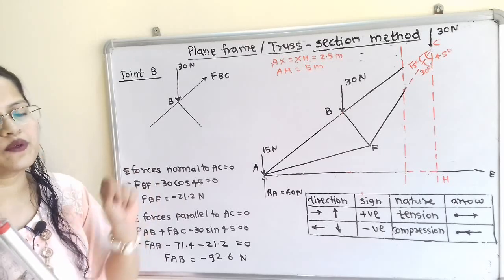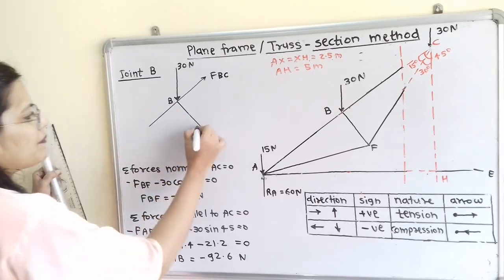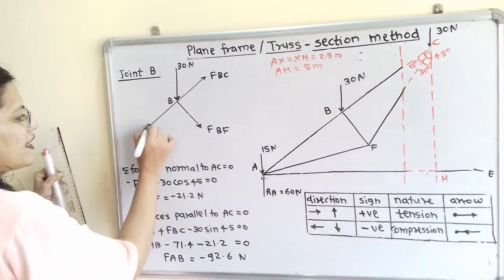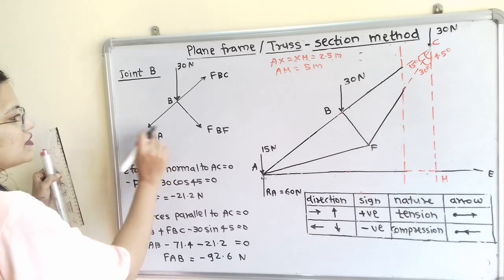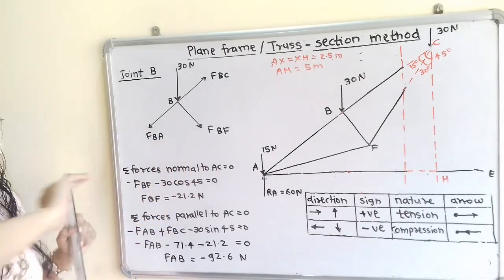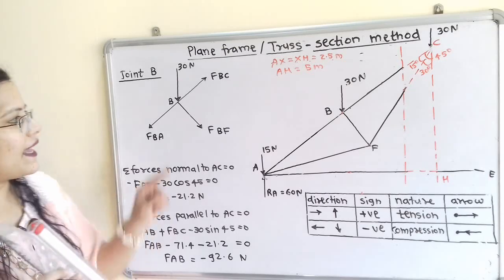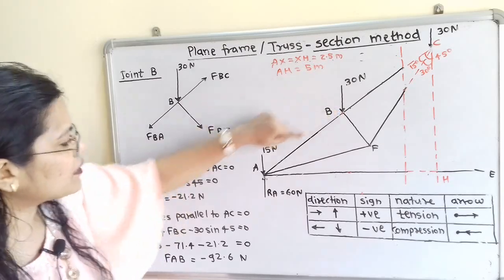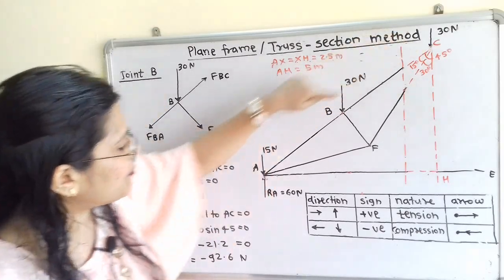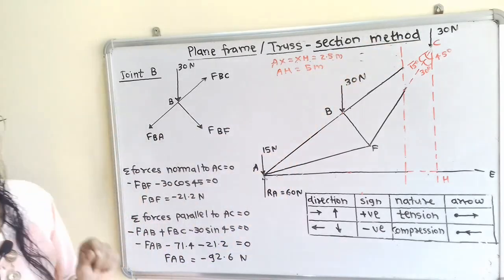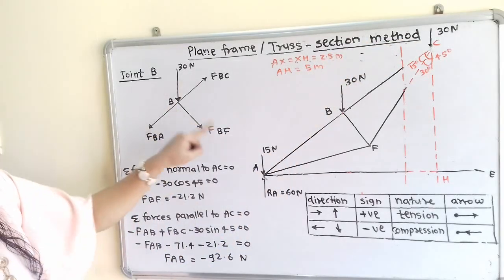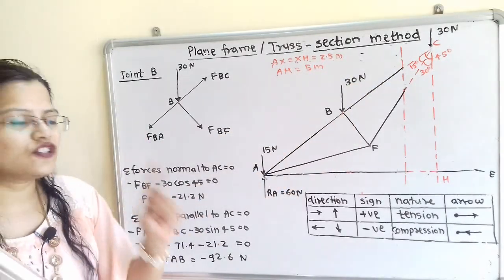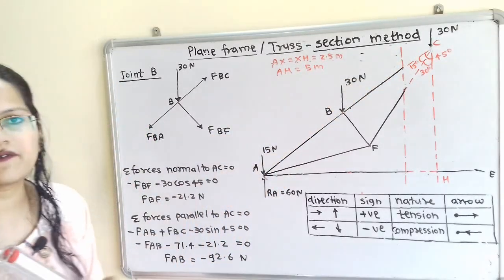So we will apply the same rule for all the joints. Then for this member we will show FBF, and for this member we will show FBA. So for these two members we have to find out the unknown force. So we will apply the equilibrium at this joint B. If we observe, the member BA and this member BC are part of AC. So we will apply the rule: summation of forces normal to AC, that is perpendicular to AC, is equal to 0. Summation of forces parallel to AC is equal to 0.